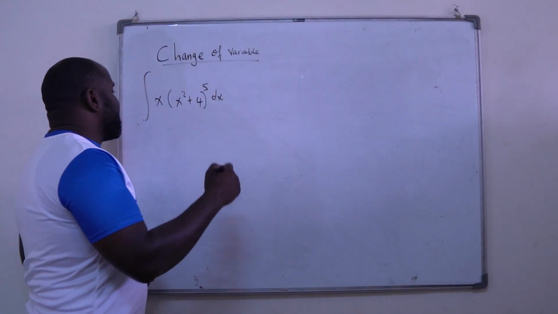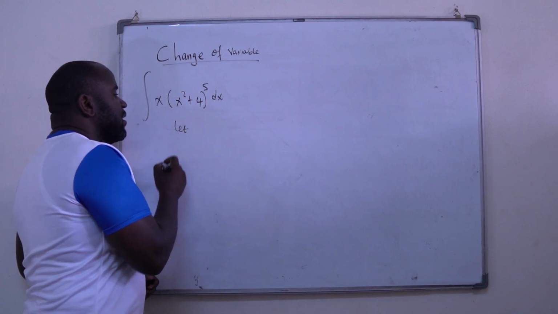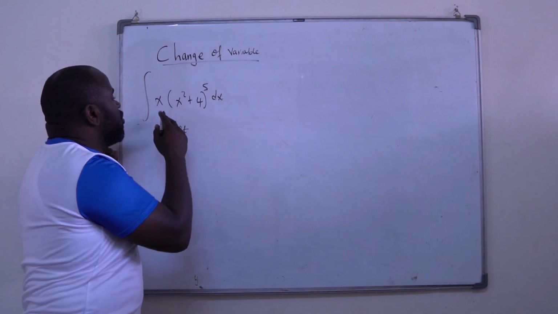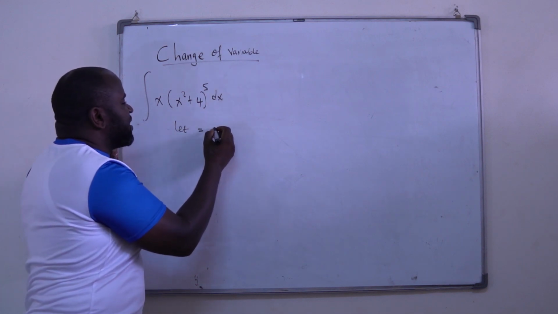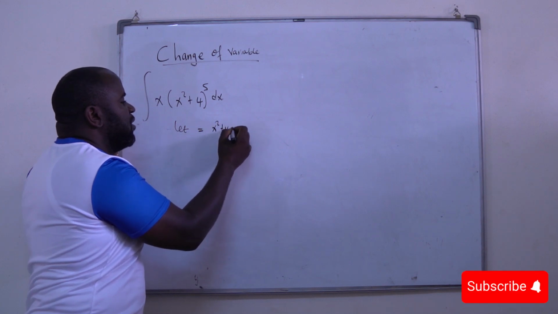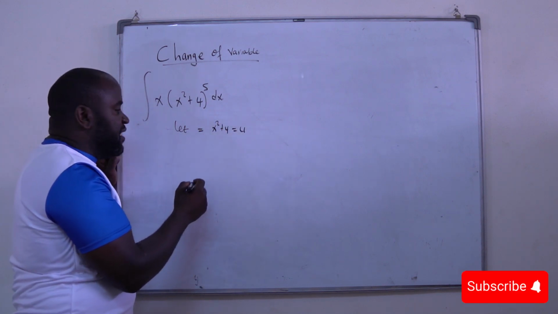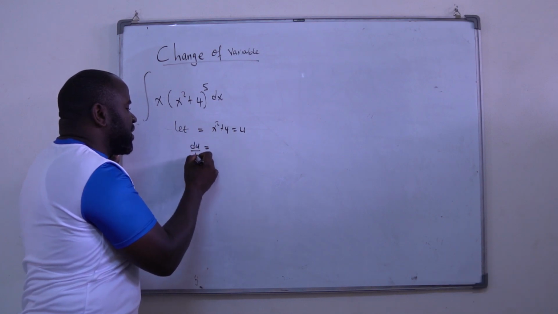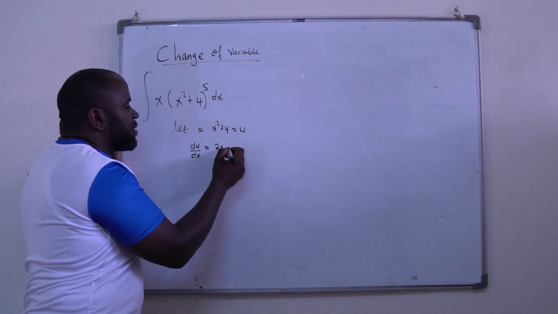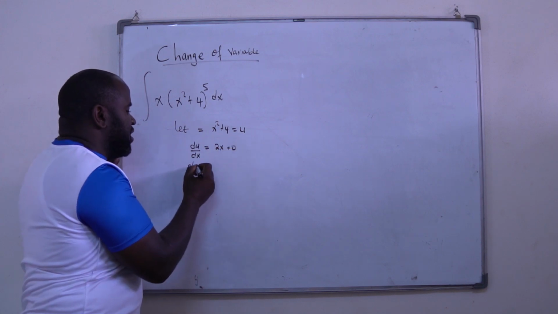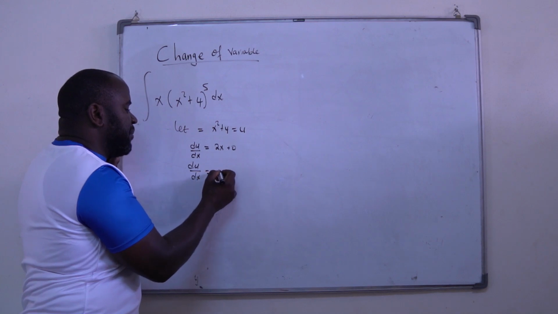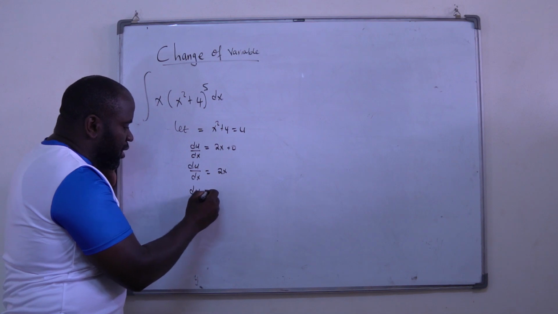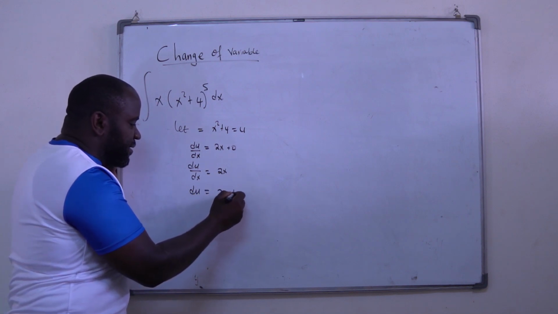So when you change the variable, for example, you have to let. What do you let? You let what you can easily differentiate, designing the outside term. For example, I let x squared plus 4 be u. In this sense, I get the derivative of u with respect to x, which is going to be 2x plus 0, and therefore du dx will become 2x. It means du is going to be 2x dx.